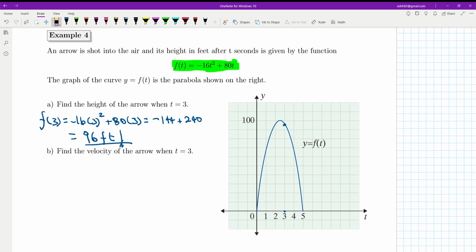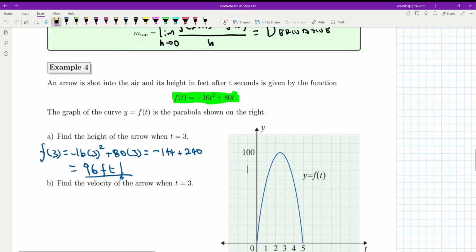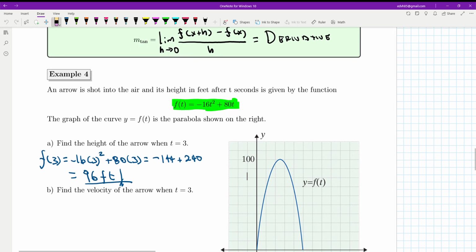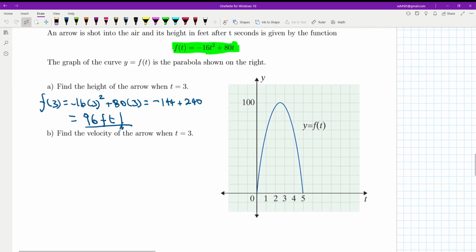All right. So let's clear this real quick. Find the velocity of the arrow when t equals 3. Notice in this case, they are not asking for the average velocity, but rather the instantaneous velocity. And in this case, we're going to use the limit definition of the derivative to find the instantaneous rate of change.